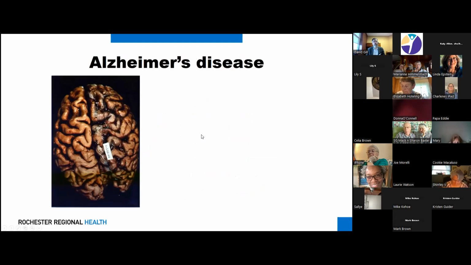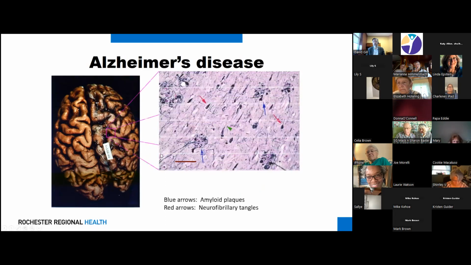So I now want to talk about what Alzheimer's disease is specifically and why it is that we can now test for it, maybe treat it, and how it's different from other dementias. So this is a brain of somebody who passed away from Alzheimer's disease. If we take a piece of their brain and we look at it under the microscope, we see this.